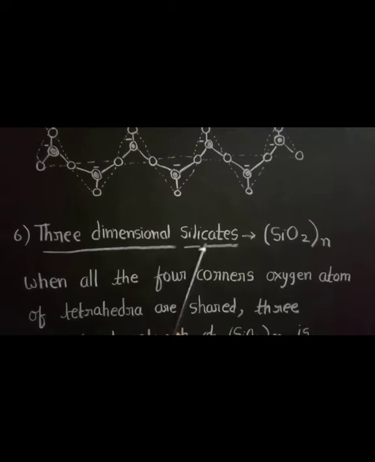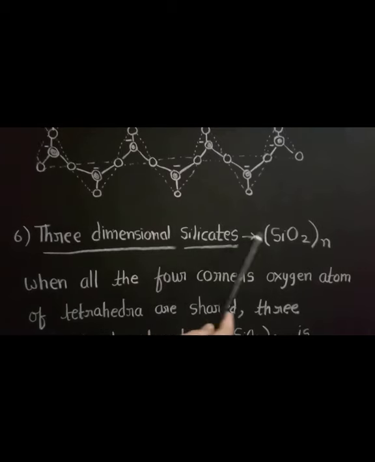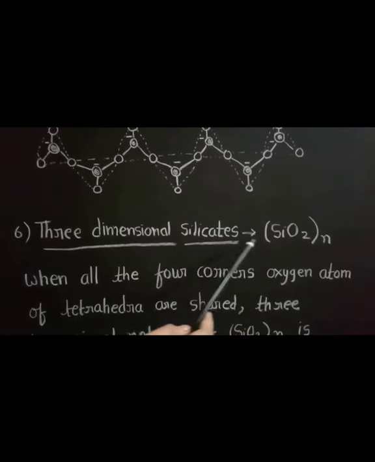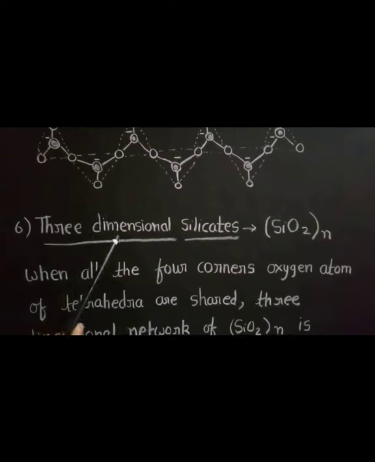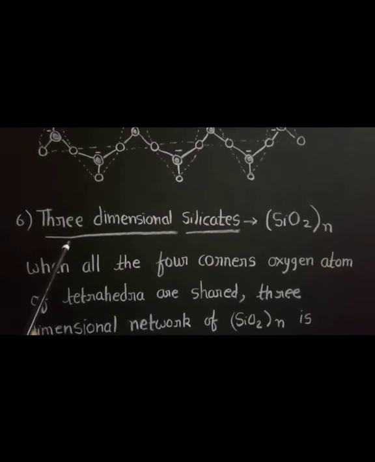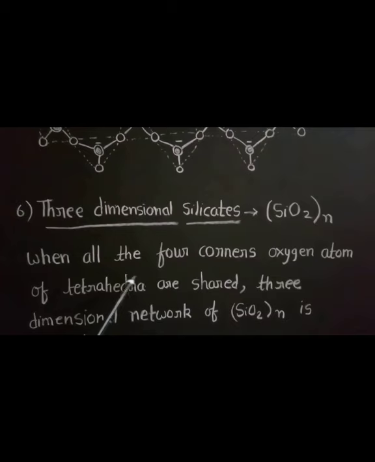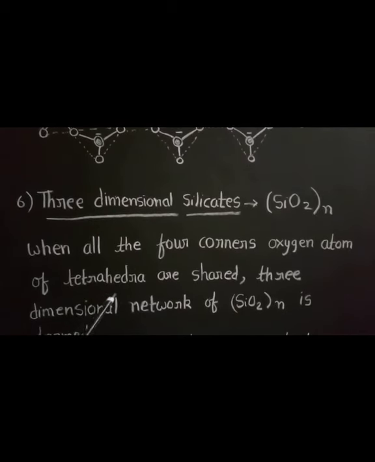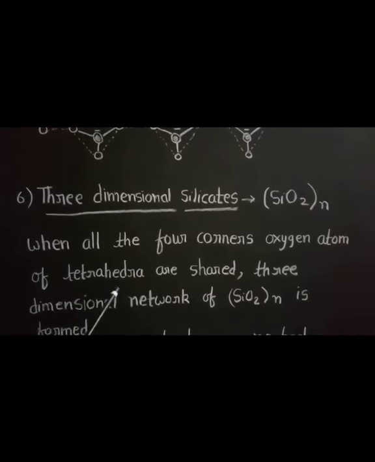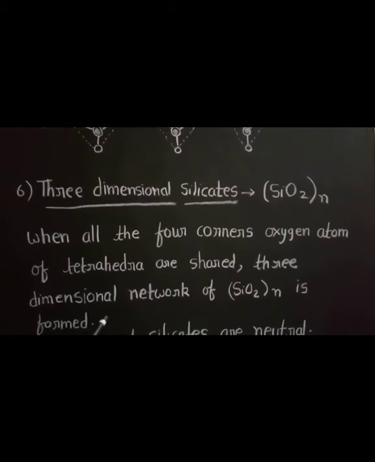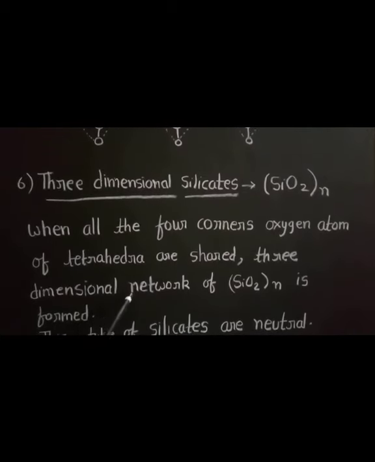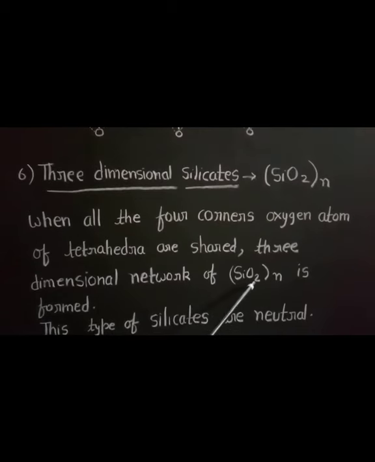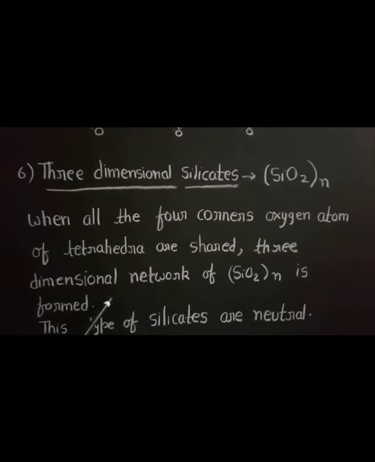The last type is three-dimensional silicates, otherwise called tectosilicates, having a general formula (SiO2)n. Silicates in which all 4 corner oxygen atoms of the tetrahedron are shared, that means all the 4 oxygen atoms are shared, form a three-dimensional network. All the oxygen atoms are shared with other tetrahedra to form a three-dimensional network; these are called three-dimensional silicates or tectosilicates, with the general formula SiO2.